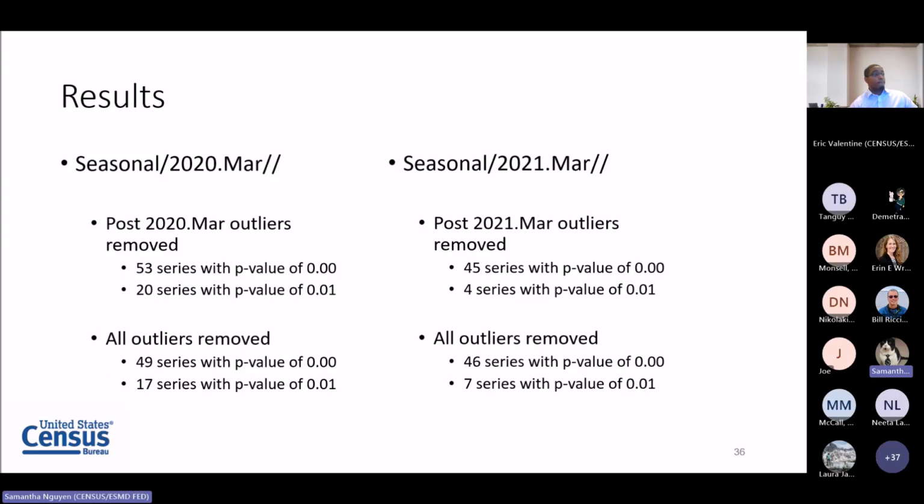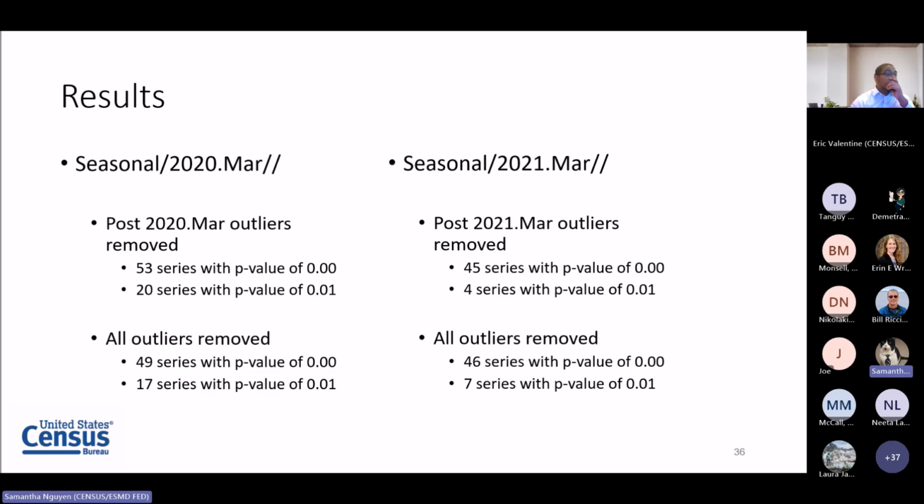So for our results, as you can see, we did have series that were significant. For seasonal change regime March 2020 with post-March 2020 outliers removed, there were 53 series that had a p-value of 0, and an additional 20 series had a p-value of 0.01. With all outliers removed, there were 49 series that had a p-value of 0, and an additional 17 series had a p-value of 0.01. You can see similar results for the seasonal change regime at March 2021.